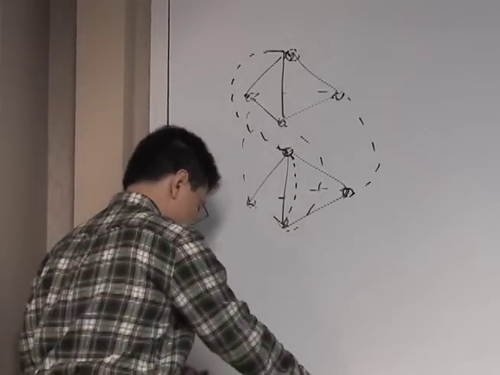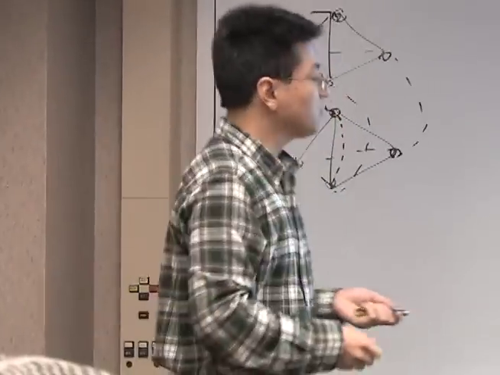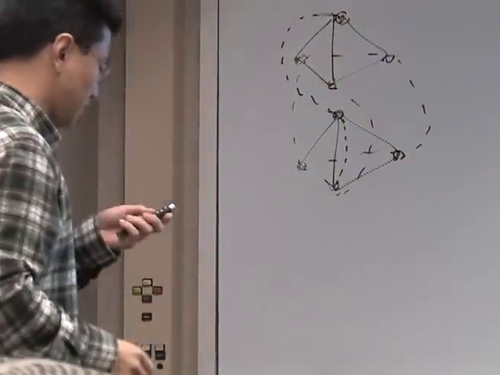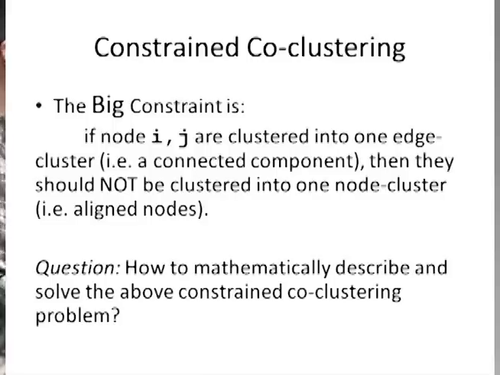So that is the constraint. Let me state it out. The constraint is if I have node I and node J, just two indices into the nodes, they're clustered into one edge cluster first, that is the connected component or subgraph. Then they should not be clustered into one node cluster. So that's our constraint, because we want the building blocks to be useful.